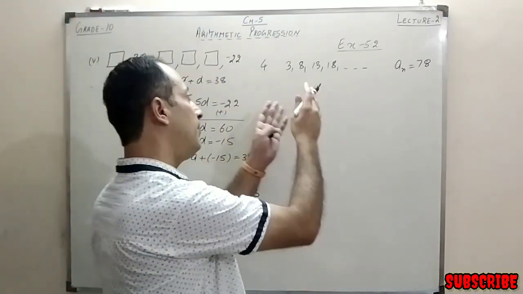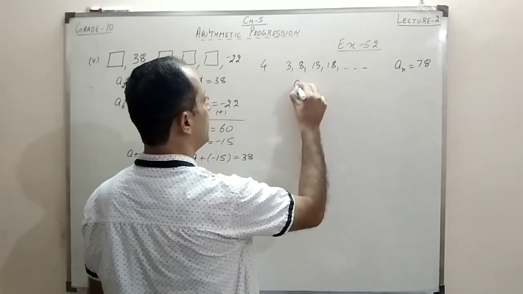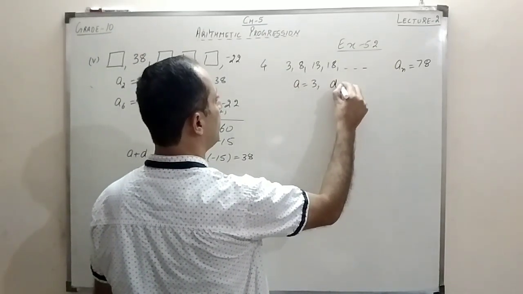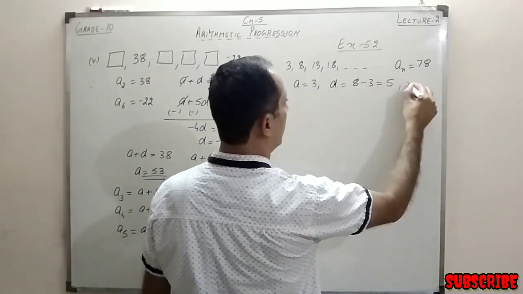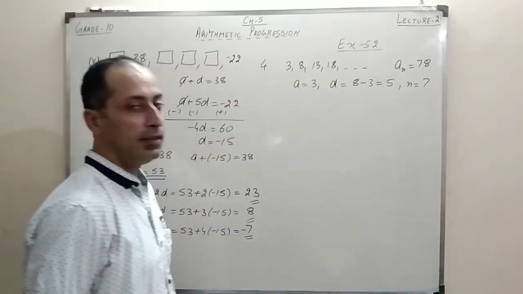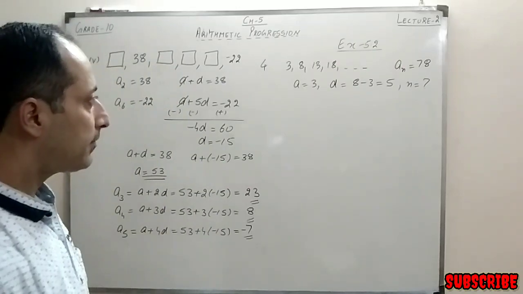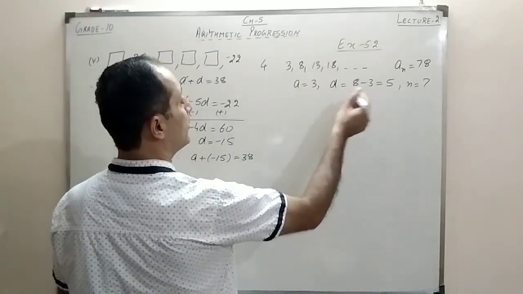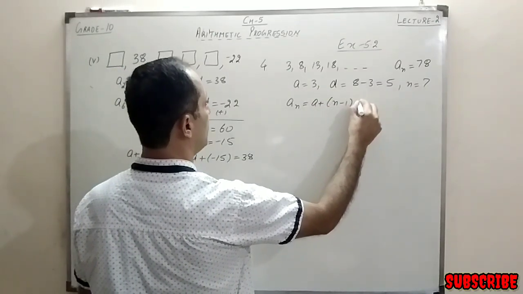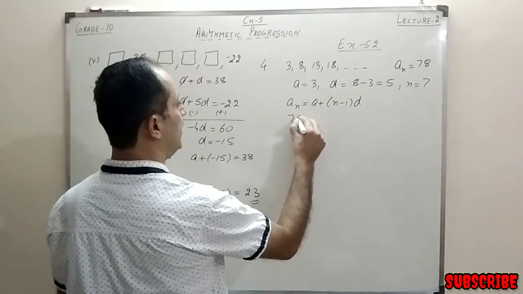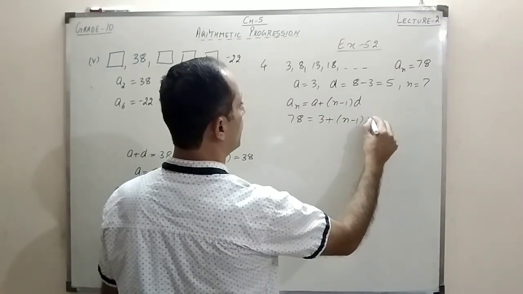Now from the given AP I can find the first term and the common difference. So the first term would be 3 and the common difference would be, I can find it out, 8 minus 3 equals to 5. And what I have to find, I have to find the value of n. That at what number 78 will come in the given series, right? Sorry, the given sequence. So I write the relation an equal to a plus n minus 1 into d and substitute the value 78 equals to 3 plus n minus 1 into 5.